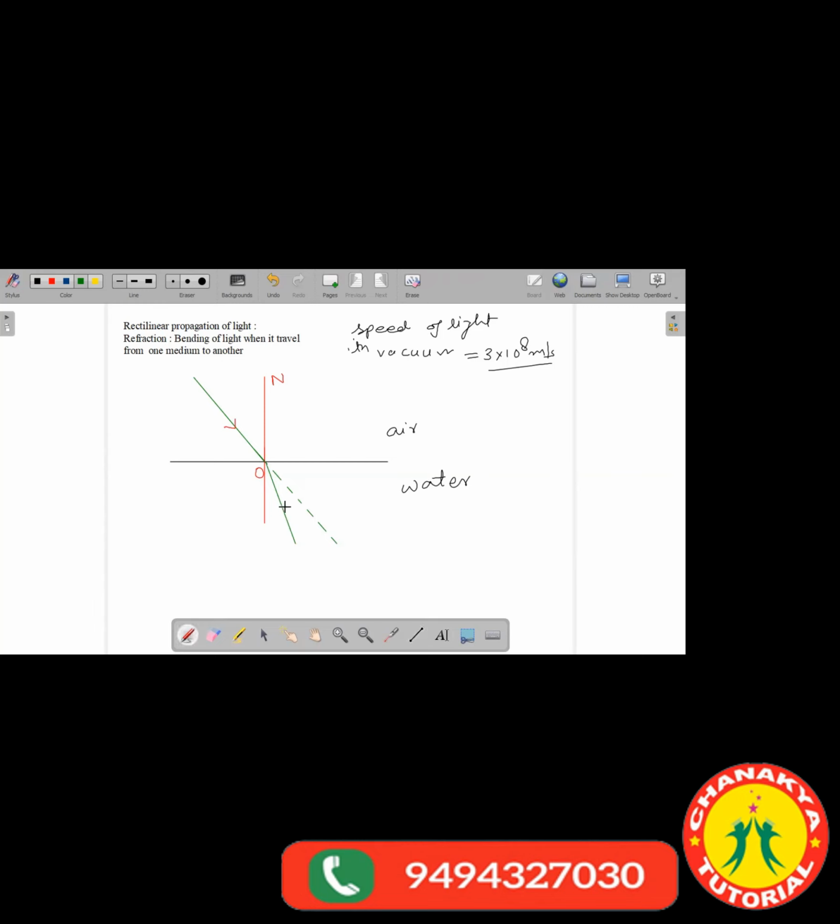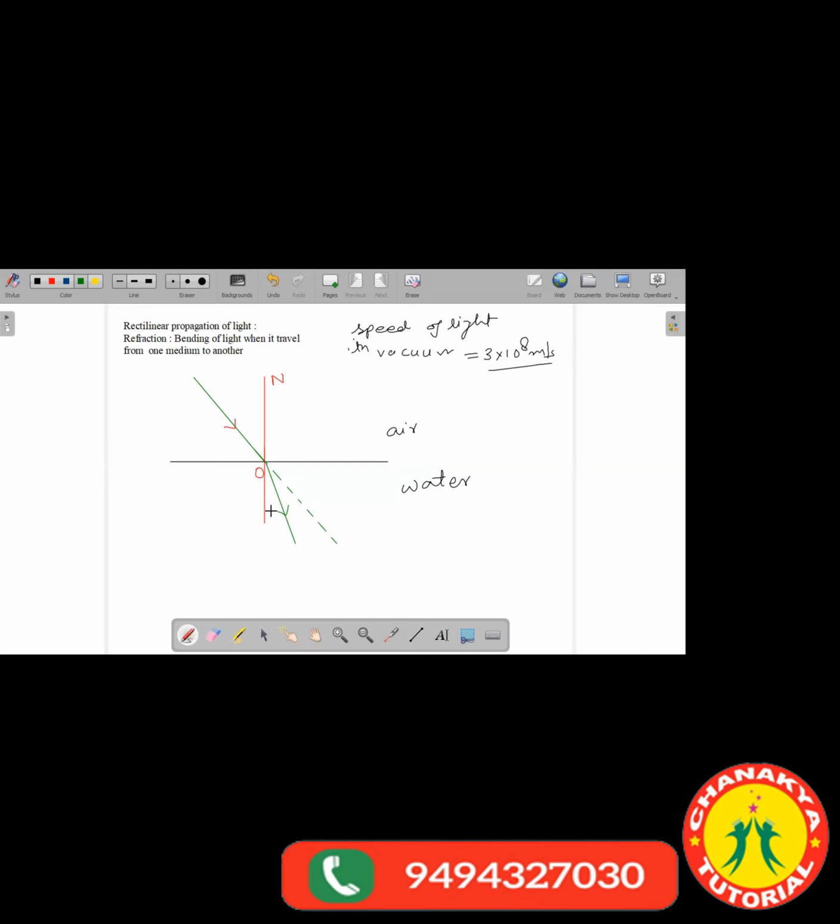So this phenomenon of the bending of light when it passes from one medium to another, we call refraction of light. Okay. So why does this phenomenon occur? Why does the refraction occur? As we have studied about reflection, here a proper reason for the refraction of light is that the speed of light changes. When light enters from one medium to another medium, the speed of light changes and hence you have the refraction of light.